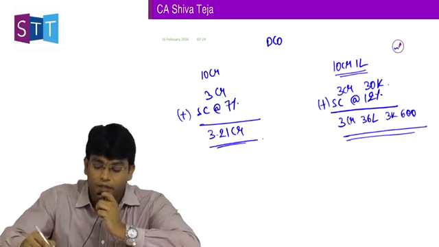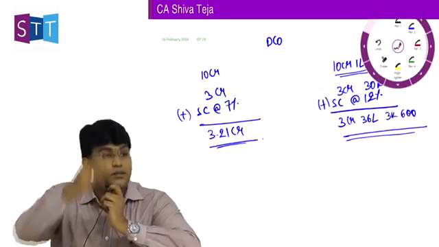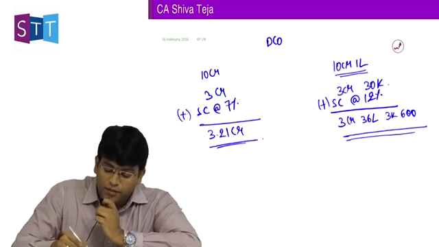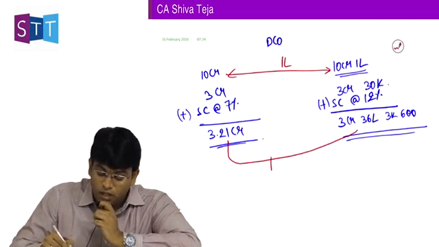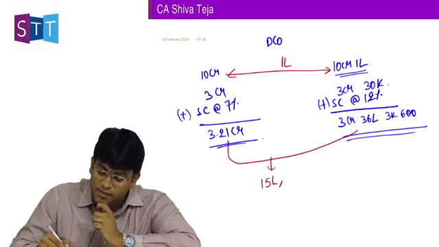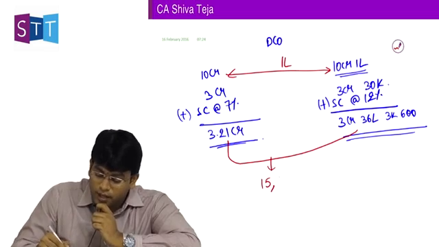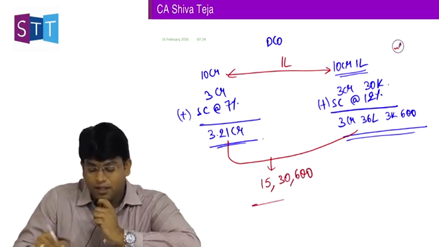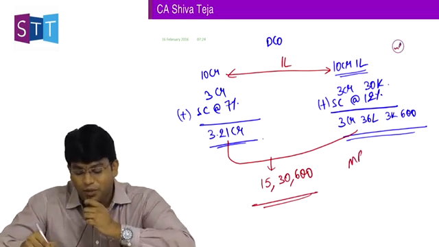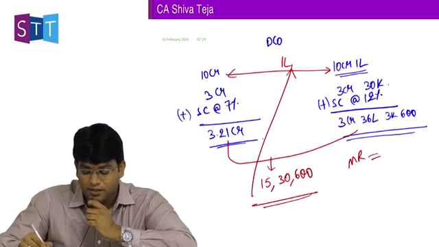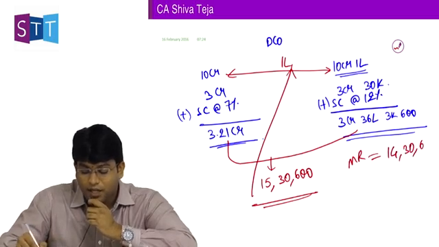Correct, sir? Now tell me, what is the difference between these two? 1 lakh. What is the difference between these two tax amounts? It comes to 15 lakhs 30,600. Is the extra tax more than extra income? Yes. My marginal relief will come to this minus this. How much is it? 14 lakhs 30,600.